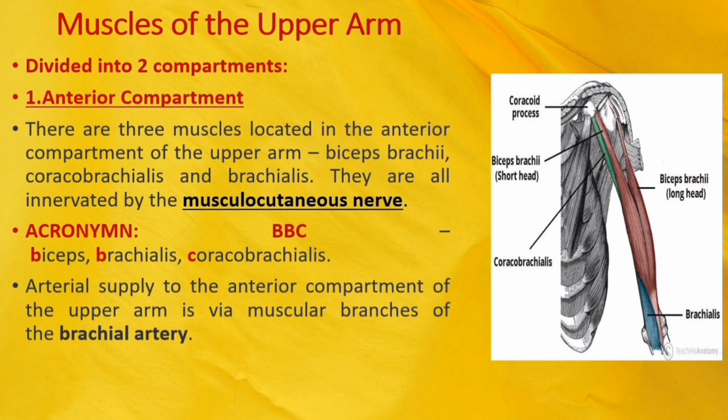Anterior compartment. There are 3 muscles located in the anterior compartment of the upper arm: biceps brachii, coracobrachialis and brachialis. They are all innervated by the musculocutaneous nerve. A good memory aid for this is BBC, biceps, brachialis, coracobrachialis. Arterial supply to the anterior compartment of the upper arm is via muscular branches of the brachial artery. Biceps brachii.